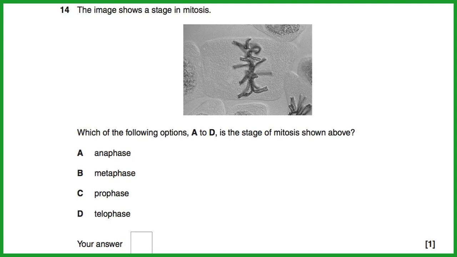So they show you a stage in mitosis and then ask you which of the following options is the stage of mitosis shown above. Now remember, mitosis consists of prophase, metaphase, anaphase and telophase. Prophase, they appear. P is for appear. Metaphase, they line up on the middle. Anaphase, they get pulled apart. And in telophase you form 2 new nuclear membranes.